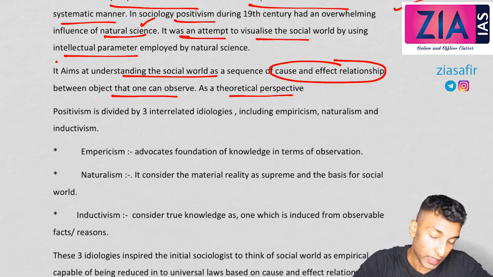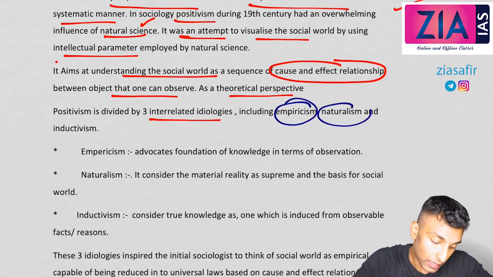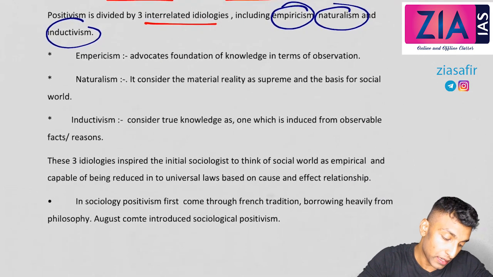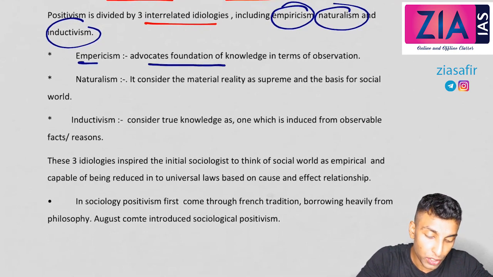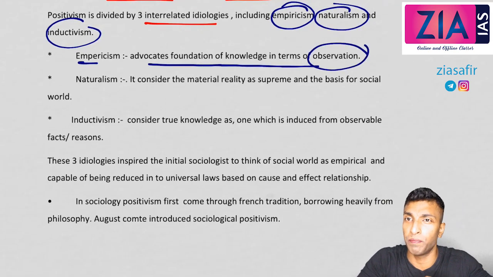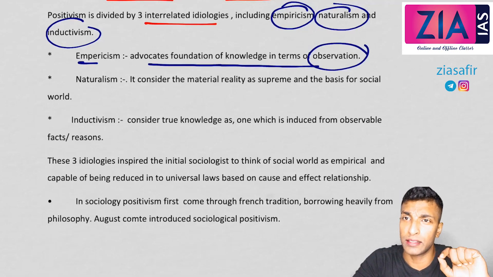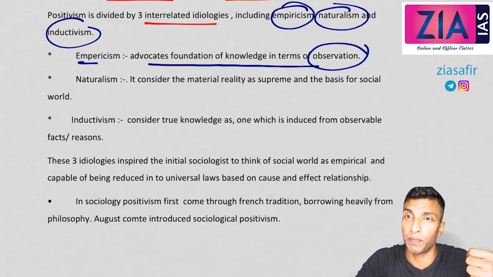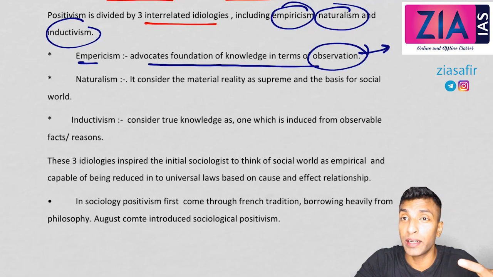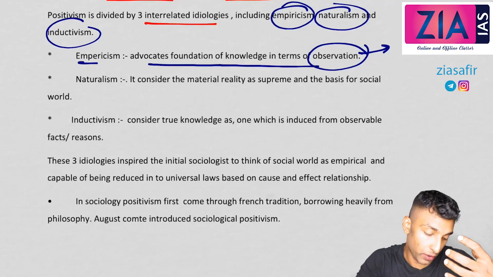As a theoretical perspective, positivism is divided into three interrelated ideologies, as I have told you: empiricism, naturalism and inductivism. It is given here what empiricism is. It advocates the foundation of knowledge in terms of observation. Observation means external realities. That means we need to quantify, because you are using mostly quantitative techniques in the inductive approach. In the scientific approach we won't use qualitative. So we won't collect text, we collect data in terms of numbers. We need to quantify.